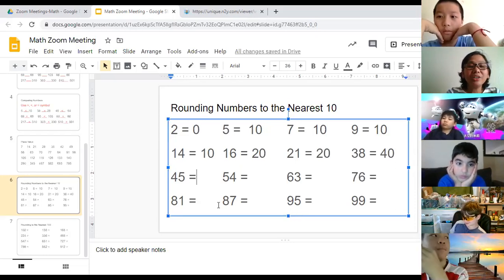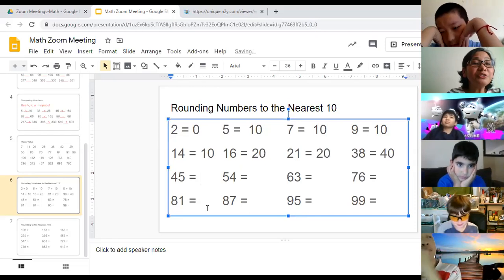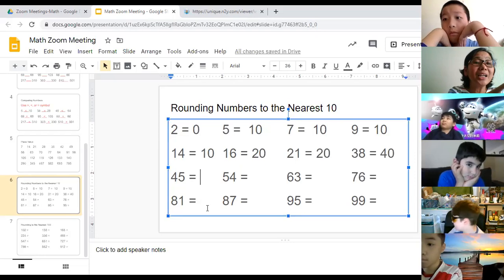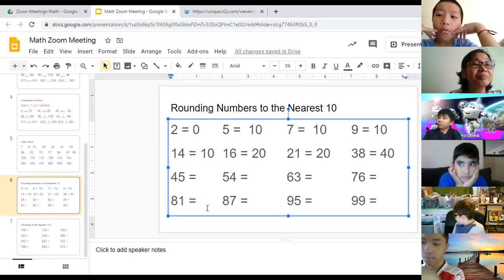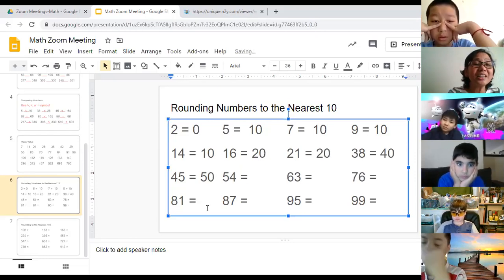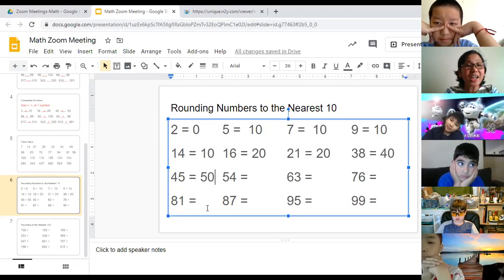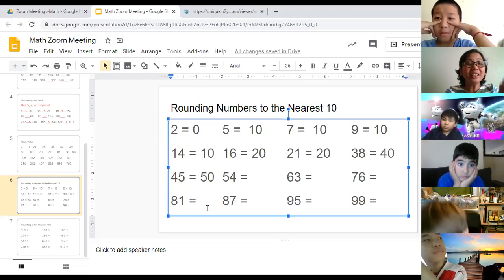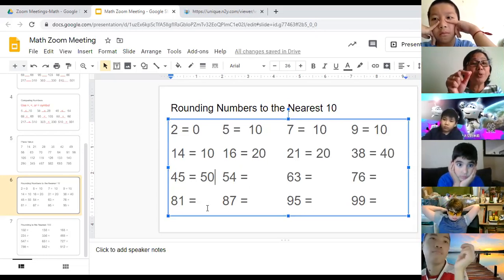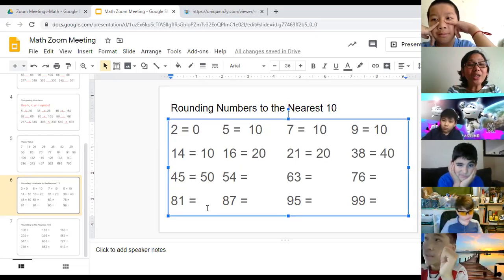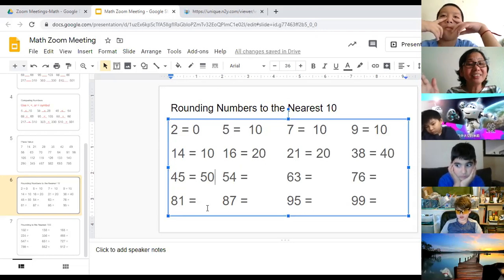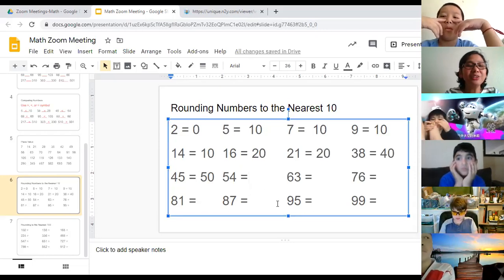Okay, next. Tuyeng. Okay, look at 45. So when we round 45 to the nearest 10, what happens to 45? Does it become 40 or 50? 50. Very good. Why 50? Because 45 is the halfway point between 40 and 50. So if it is the midpoint or halfway point, we round up. And when we round up, 45 becomes 50. Okay? Good job.